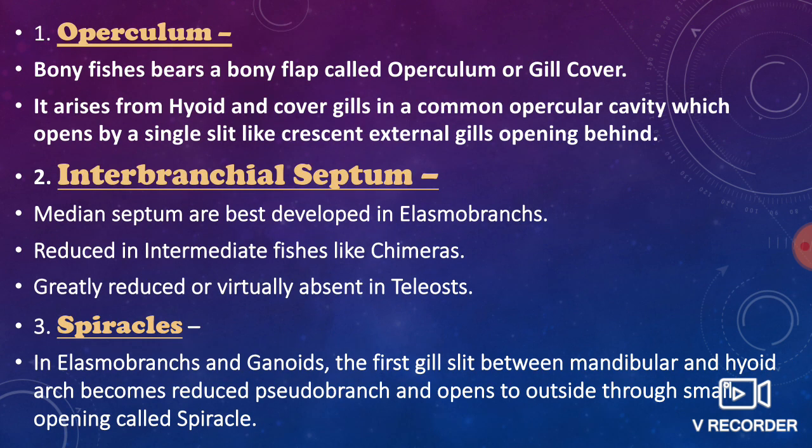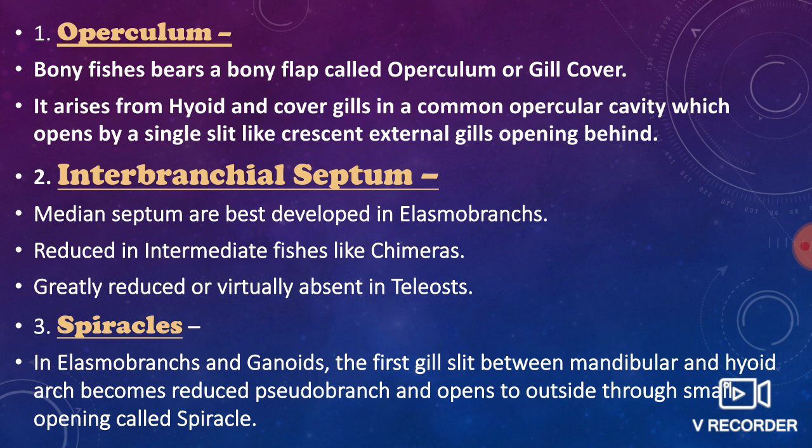The first difference is the operculum. Bony fishes bear a bony flap called operculum or gill cover. It arises from the hyoid and covers gills in a common opercular cavity which opens by a single slit-like crescent external gill opening behind. The second difference is the interbranchial septum. Median septa are best developed in elasmobranchs, but they are reduced in intermediate fishes like chimaeras and greatly reduced or virtually absent in teleosts.